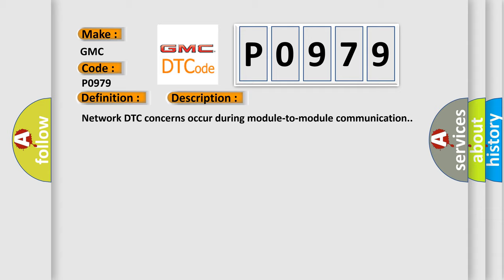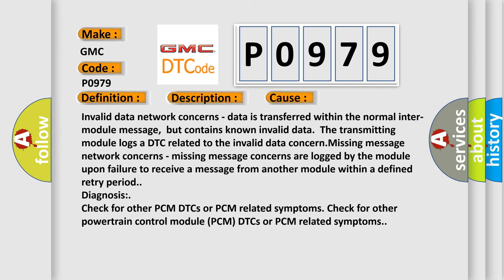Network DTC concerns occur during module-to-module communication. This diagnostic error occurs most often in these cases: invalid data network concerns, where data is transferred within the normal inter-module message but contains known invalid data. The transmitting module logs a DTC related to the invalid data concern. Missing message network concerns are logged by the module upon failure to receive a message from another module within a defined retry period.